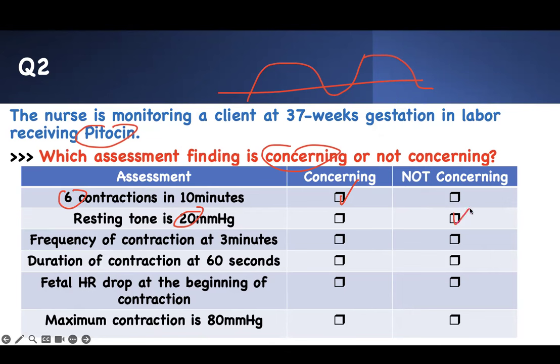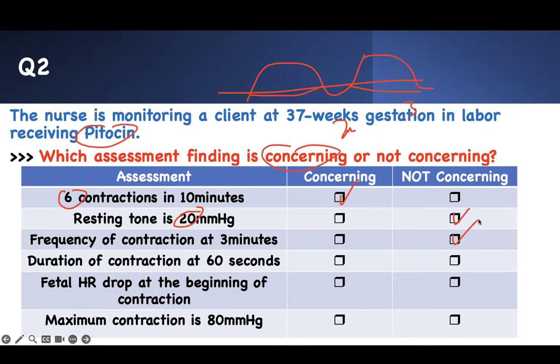The frequency of contraction is what? At 3 minutes. That means if mommy contracts once, the next time you contract will be 3 minutes later. We need at least 2 minutes. So 3 minutes is what? Longer than 2 minutes. Therefore, frequency of contraction is not concerning.